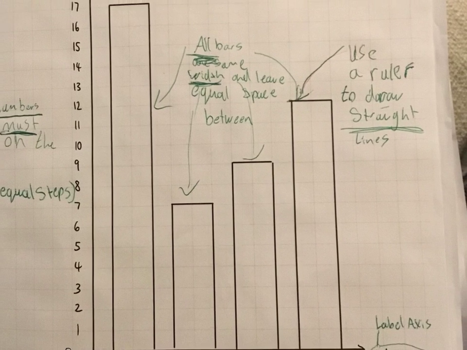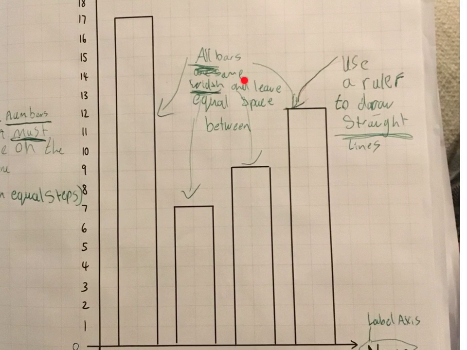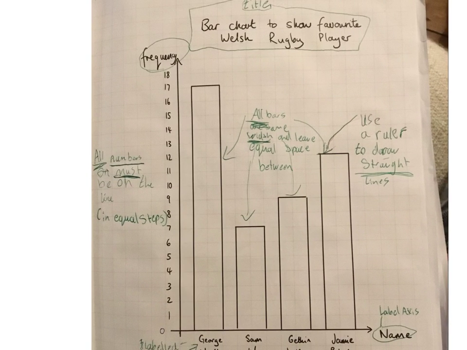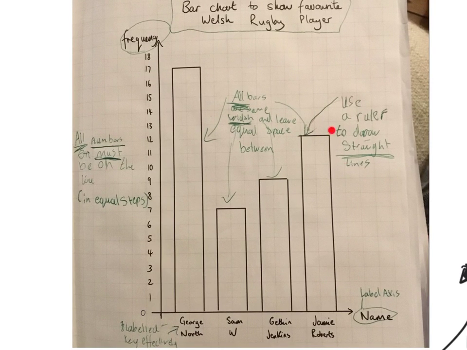And if I zoom out a bit more, all bars are the same width and leave equal space between. That's really important. So there's one square left there, so there must be one square left between all of them. But that could change depending on how many spaces you want to leave. It depends how much space you have in your book. And then this bit's really important as well. Use a ruler to draw straight lines. And also label the key effectively.